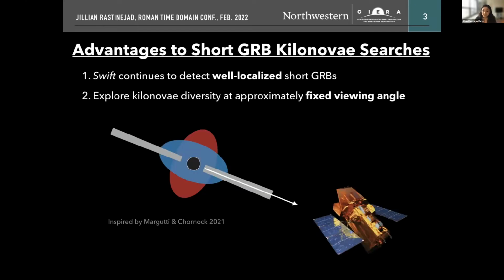The second advantage, and the previous speaker set this up really well, is that indeed we do expect there to be diversity in the observed kilonovae depending on the viewing angle. However, the advantage to short GRB kilonova searches is that due to the detection of a short GRB, we can assume an approximately fixed viewing angle. Therein, we can say that any of the diversity that we observe is due to intrinsic properties of the kilonova itself, as we wouldn't really expect the kilonova to vary too much within the opening angle of the jet that we'd expect to see the short GRB for.